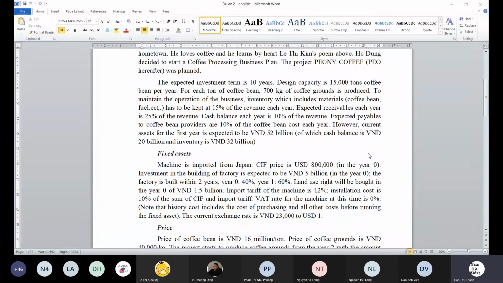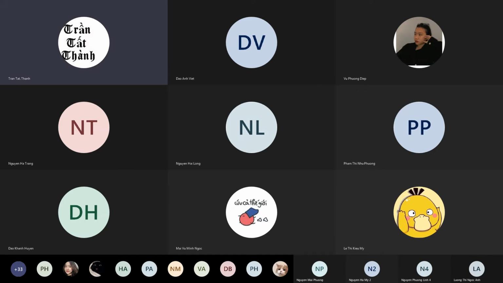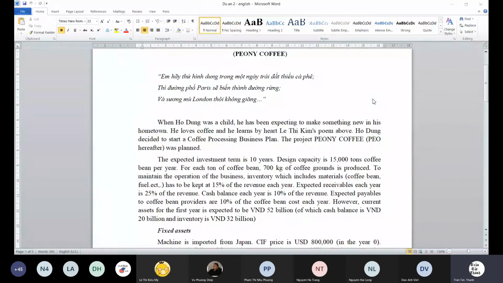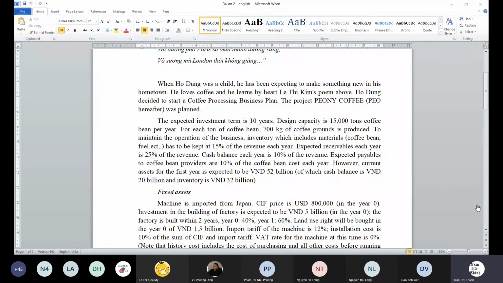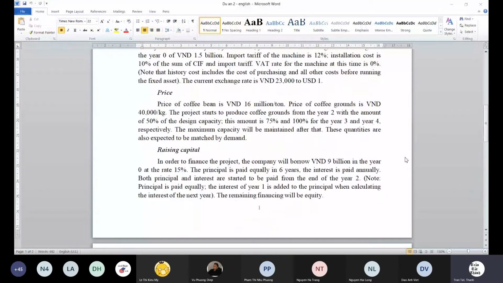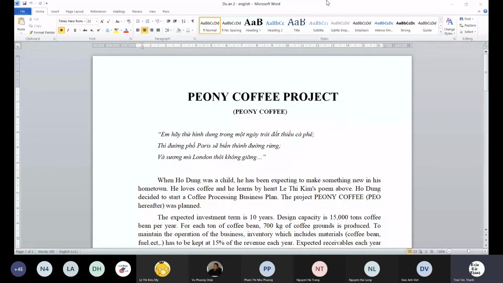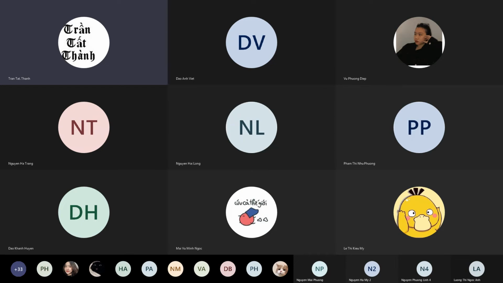Okay, so let's start to go on the Peony Coffee project. I have just shared my screen. Okay, it's here now. I'm going to give you 5 minutes to read the project, and then we're going to start to work on that. I think you can read on the file you have just downloaded, so I can stop presenting a little bit. We're going to come back to that one later.